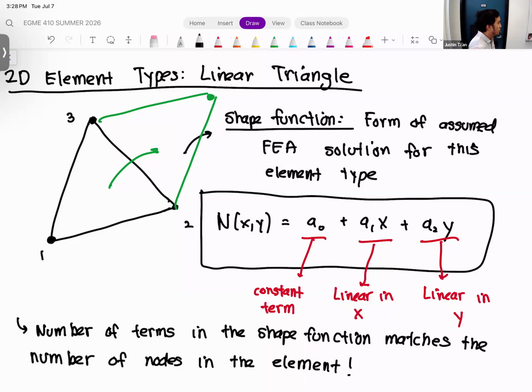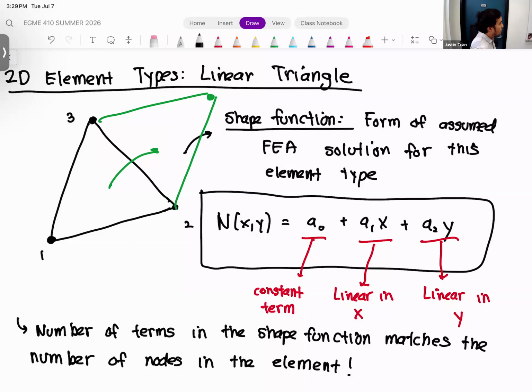But that's just an aside. Essentially, all you guys have to know is that the number of terms, or the complexity of your shape function, really just depends on the number of nodes in your element. Any questions on this so far? Okay, good.